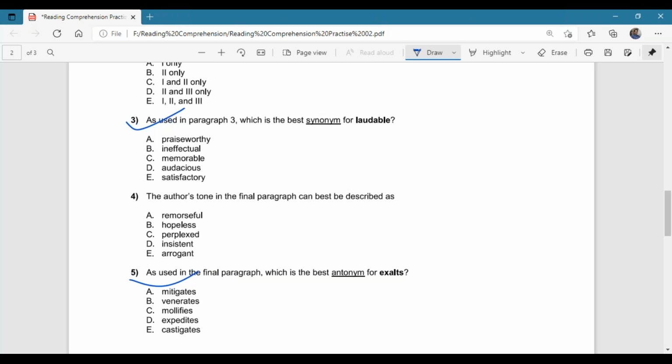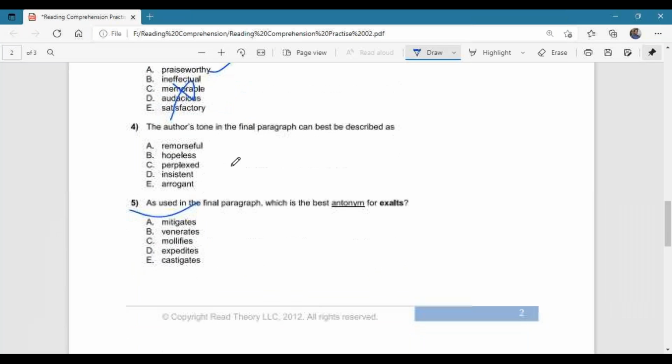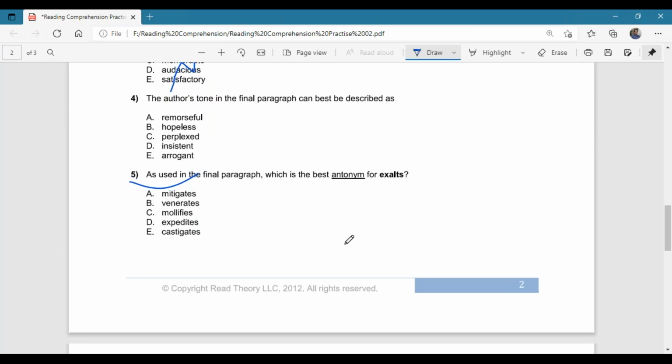Laudable means appreciated. Okay, appreciated. Appreciation. Now tell me, what do you think is the right answer for laudable here? Correct. Very good. Praiseworthy is the right answer. Others are not the right answers. Okay. And question number 5.